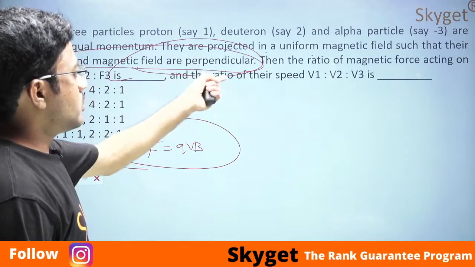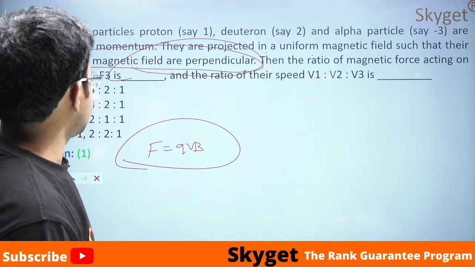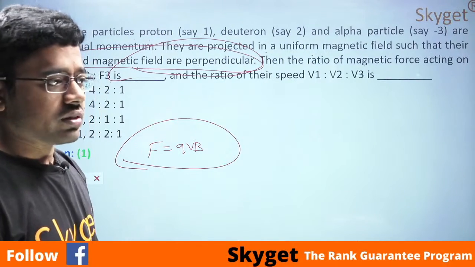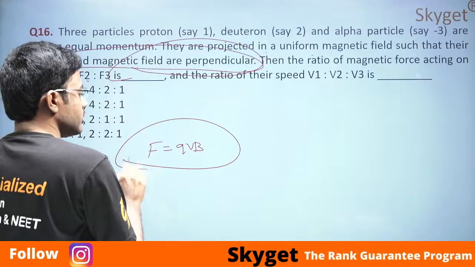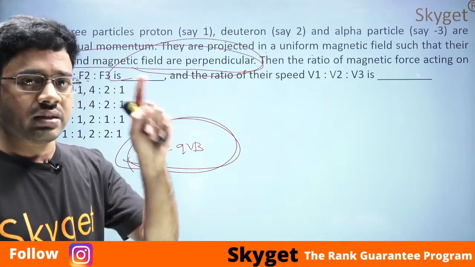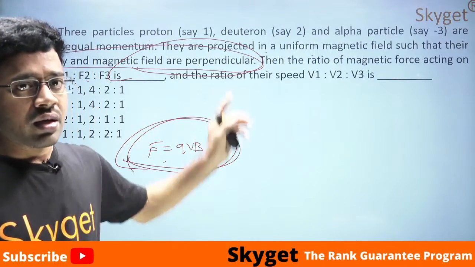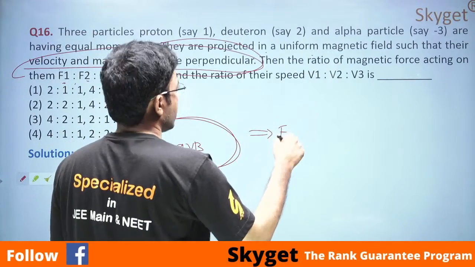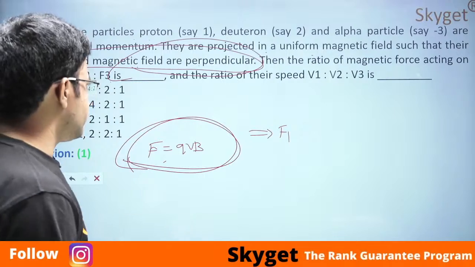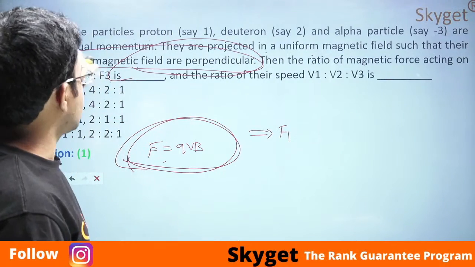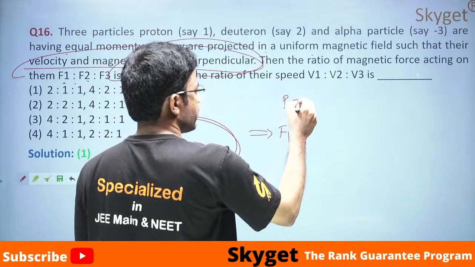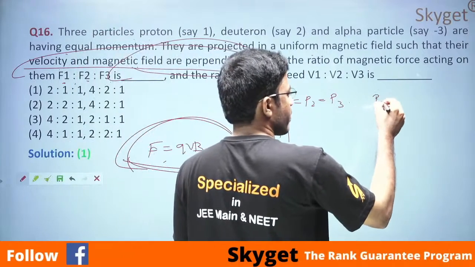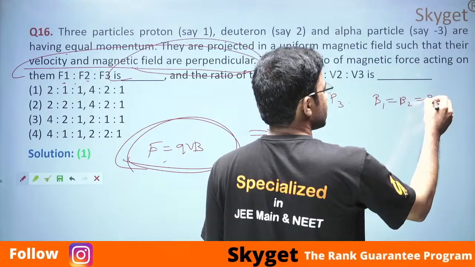Then we need the ratios of the magnetic forces, F1 is to F2 is to F3, and the ratios of speeds, V1 is to V2 is to V3. First let us find the forces. We have the formula for the force on a charged particle in a magnetic field, F is equal to q v B, as the angle is 90. First for particle 1, which is the proton. What are the clues he has given? Same momentum, P1 is equal to P2 is equal to P3. Obviously same magnetic field, B1 is equal to B2 is equal to B3.